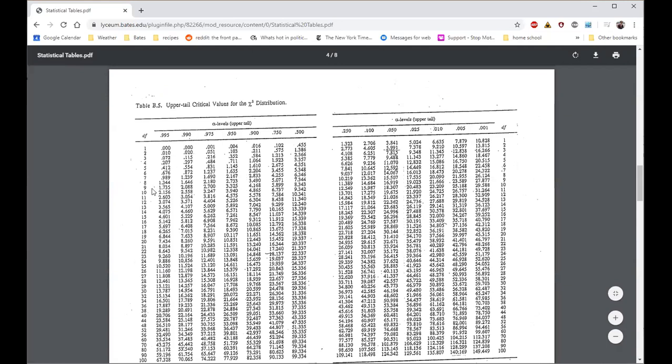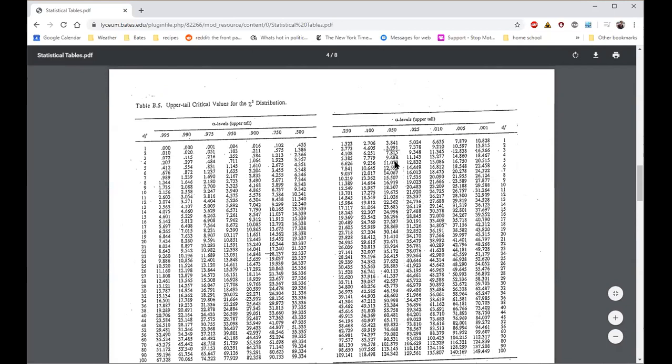So this looks like our other stats tables. We have degrees of freedom in our rows. So we're going to look for degrees of freedom 5. And then we have our alpha levels up here across the top. And so we're using an alpha of 0.05, degrees of freedom 5. And so we're going to come down here and see that 11.070 is going to be our critical value.